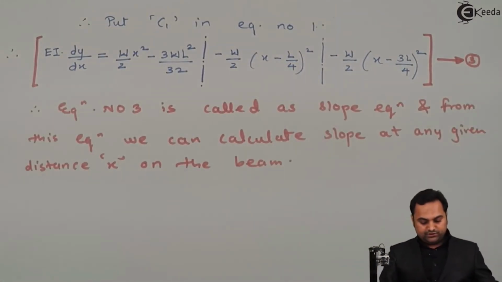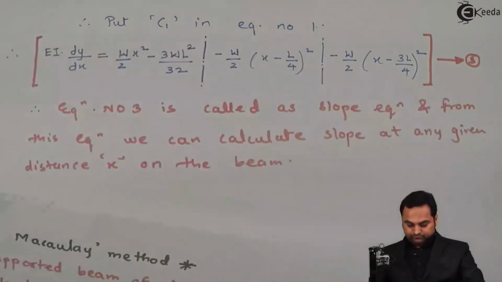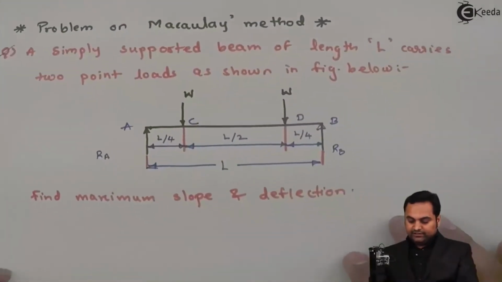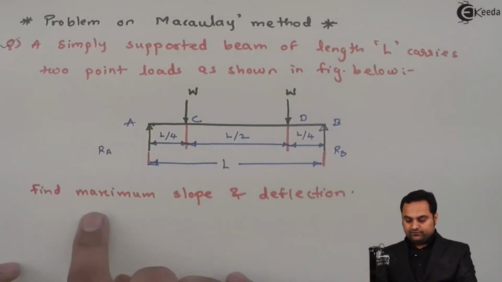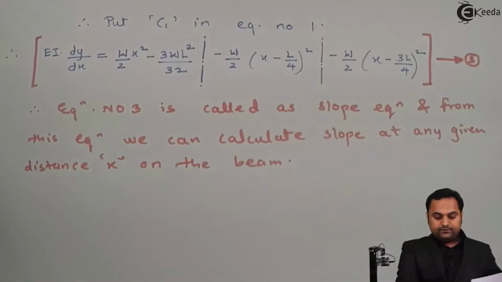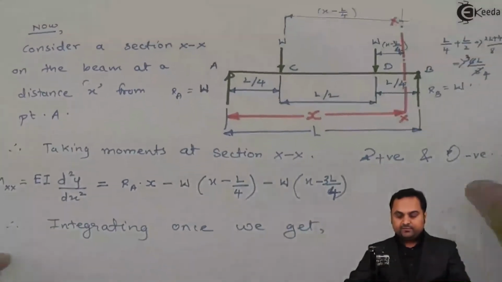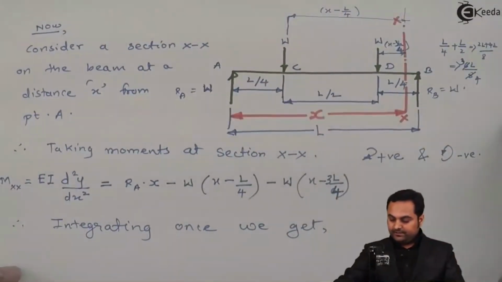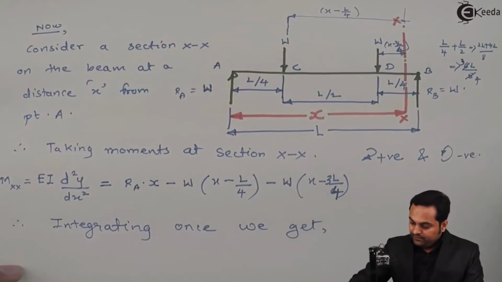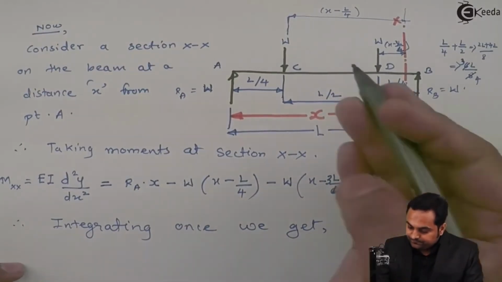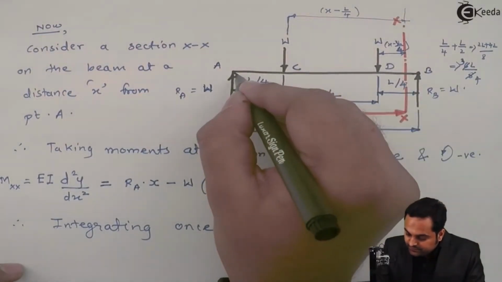Now the question was, after getting the slope equation, here we have to find out the maximum slope and deflection. So first, for maximum slope, since we have the beam diagram, now where will be maximum slope? First, when the load is acting, the beam will deflect in this manner.